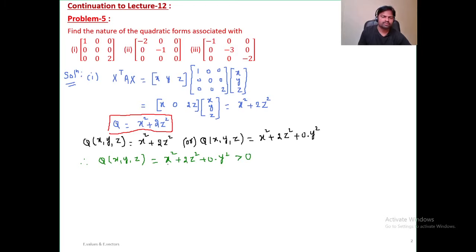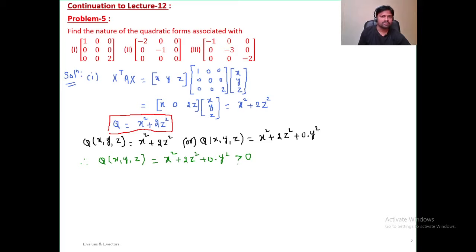If x is negative, x square becomes positive. If z is negative, z square becomes positive. So the sum of two positive numbers is positive, that's what I am writing as more than 0. When it is equal to 0, I can write it as more than or equal to 0. Once it is more than or equal to 0, then according to the definition it is positive semi-definite. If it is only more than 0, it is positive definite.